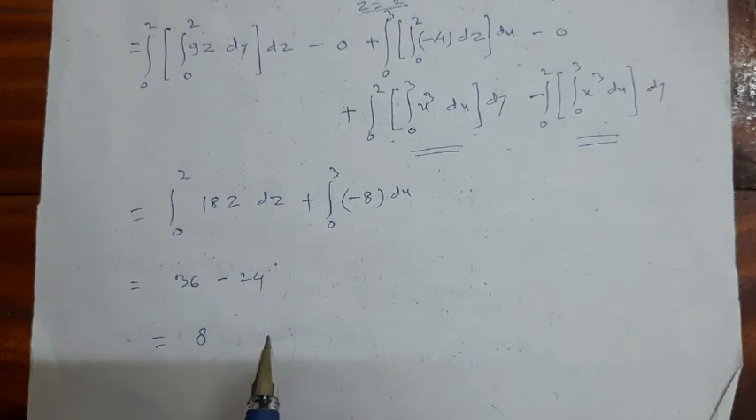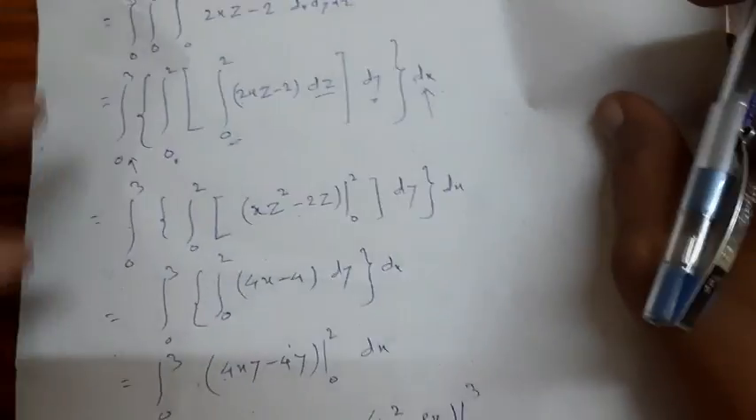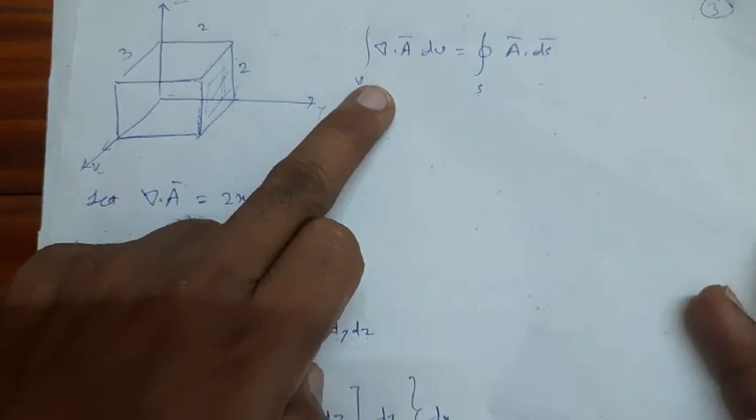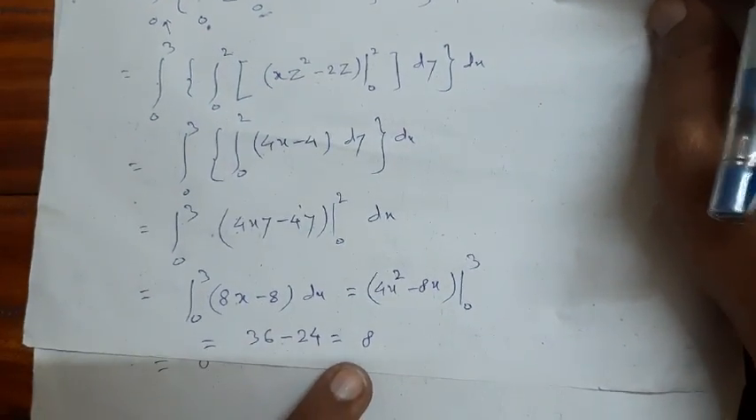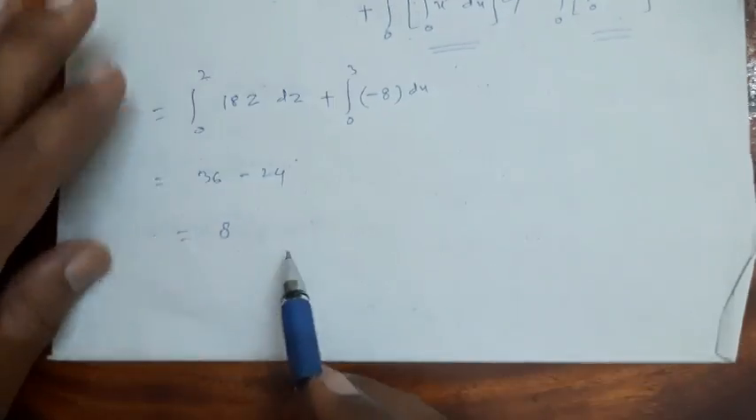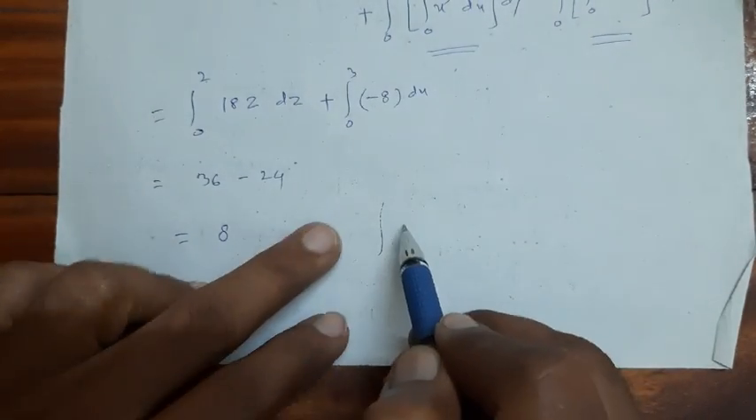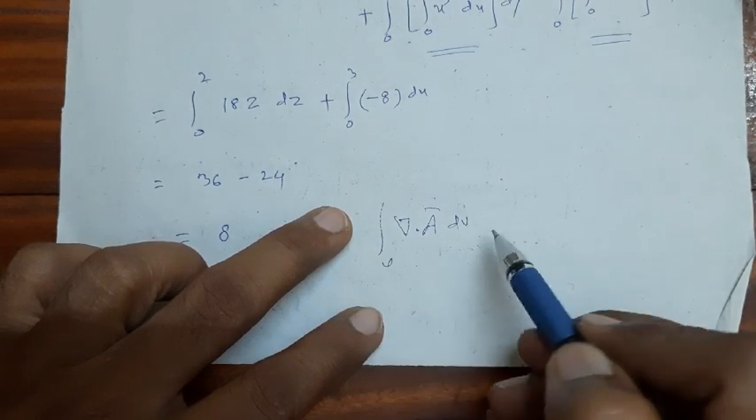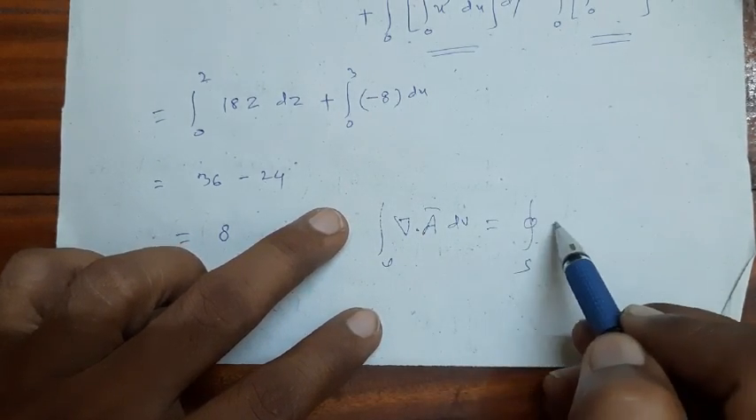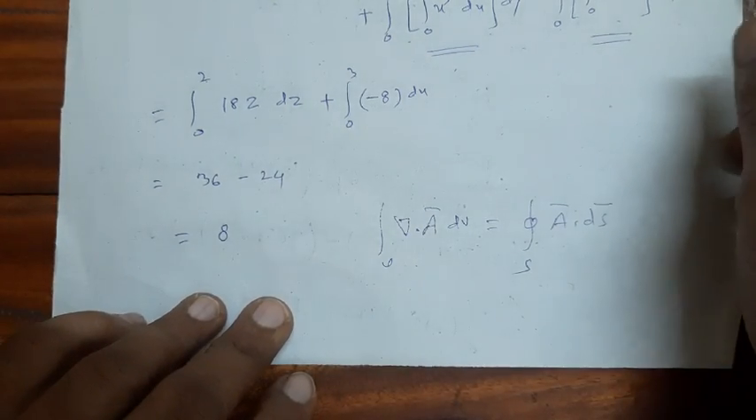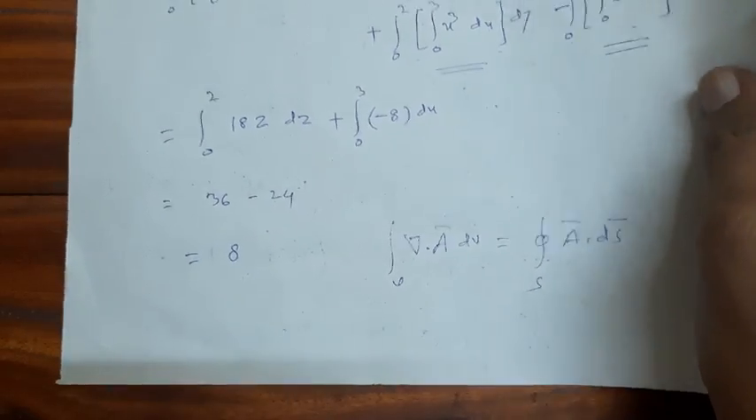And you will observe that the left hand side was 8, it was the volume integral. We have already observed that this is equal to 8, and this right hand side is the closed surface integral, and that is equal to 8. Therefore I can write the volume integral of divergence of A bar dV is equal to the closed surface integral of A bar dot dS bar, and this is nothing but the fundamental theorem for divergence.